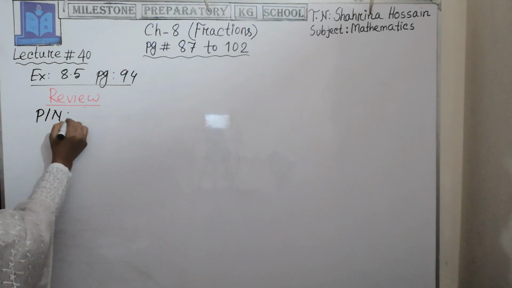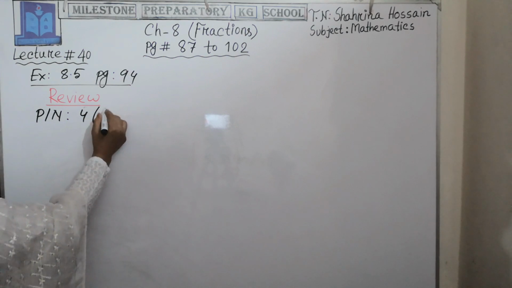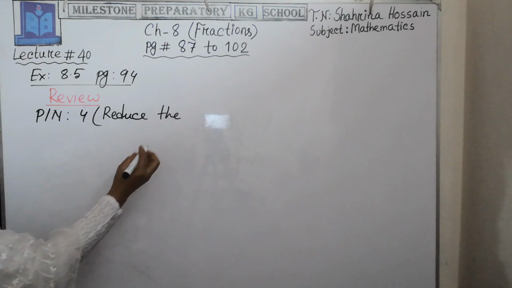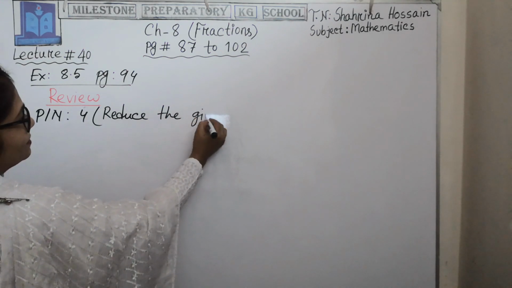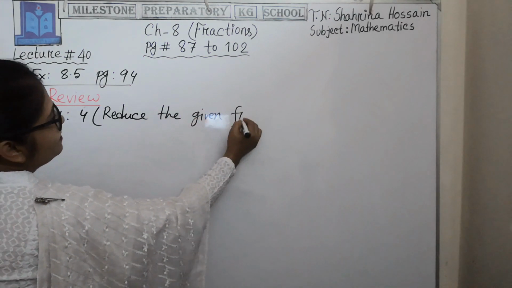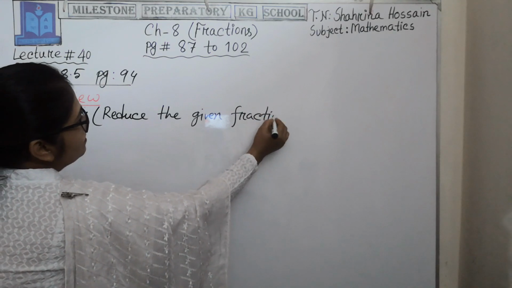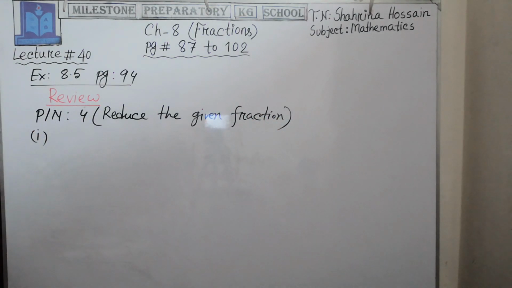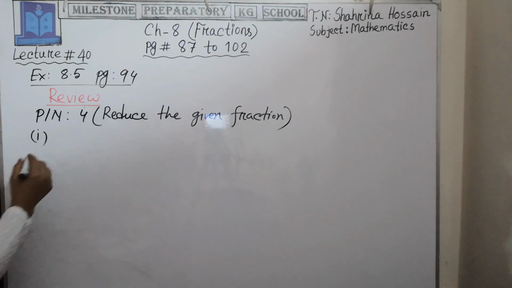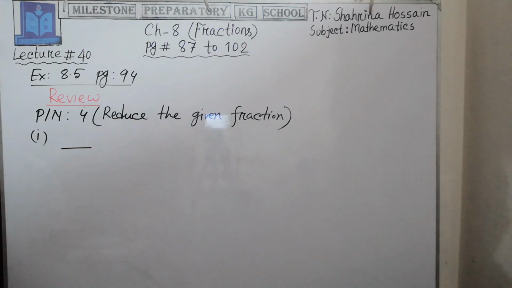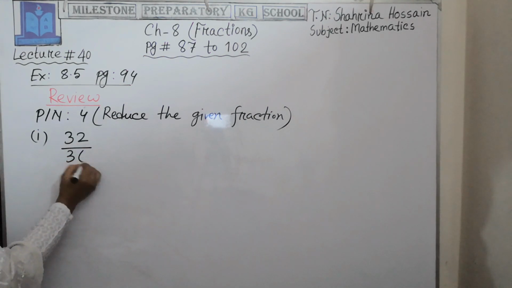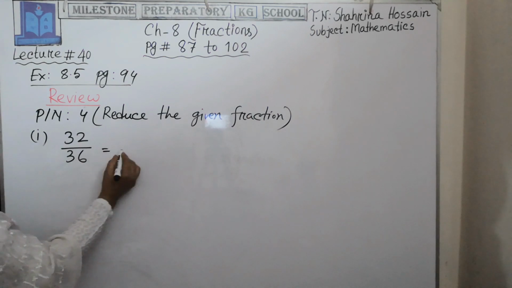Now problem number 4. Reduce the given fraction. Suppose here we can take 32 by 36. How can we do it?